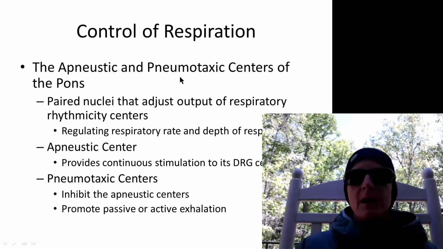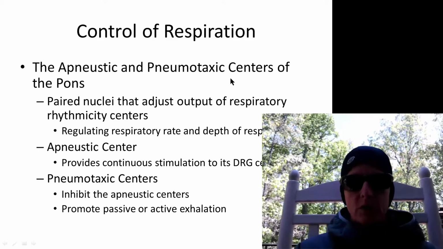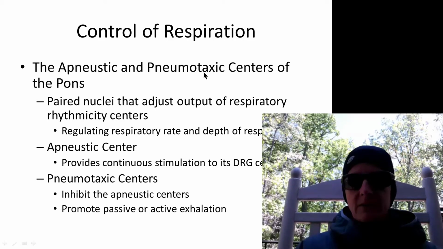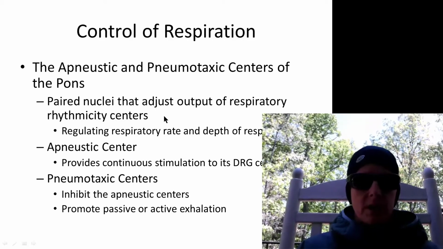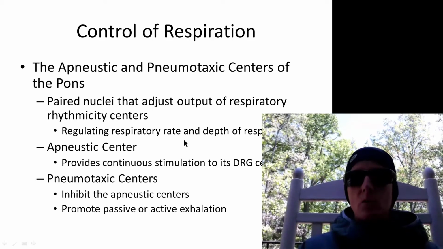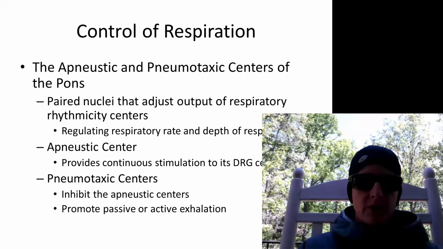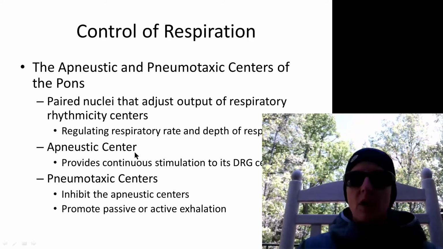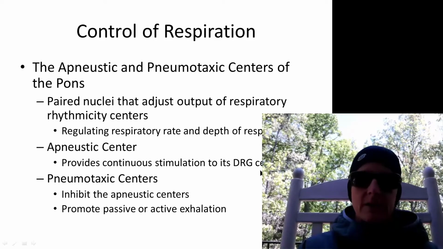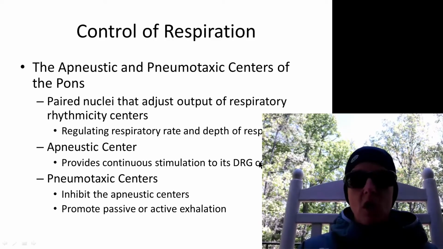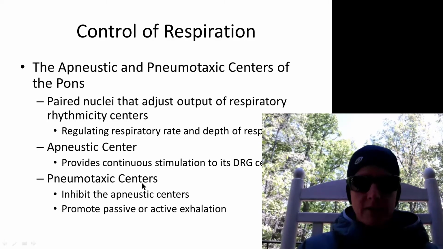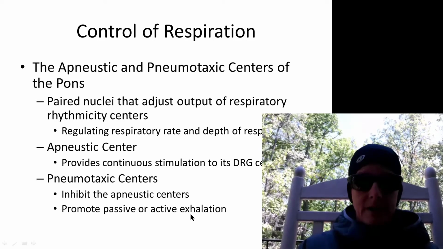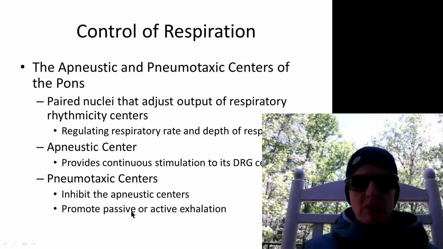All right, so the apneustic and pneumotaxic centers of the pons are paired nuclei. The apneustic center is going to be involved in inhalation, and the pneumotaxic center is going to be mainly involved with exhalation. And so these basically are going to help regulate the rate and depth of respiration. So we're going to have the apneustic center, which is going to be providing inputs to the dorsal respiratory group and the respiratory rhythmicity center of the medulla oblongata. The pneumotaxic centers, as we said, are going to inhibit the apneustic centers, and they're going to promote exhalation, and this is partially through that reciprocal inhibition.